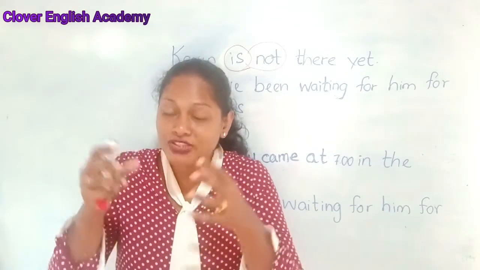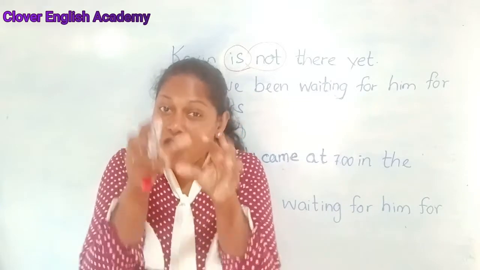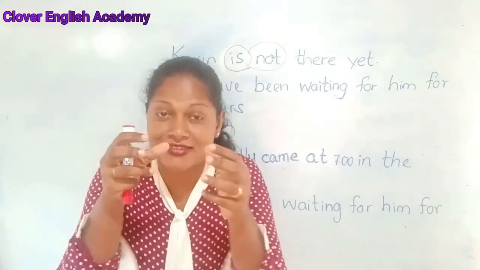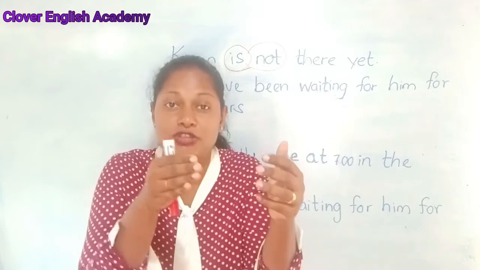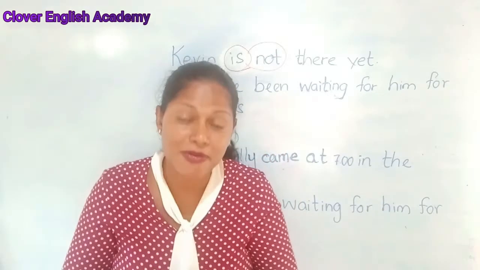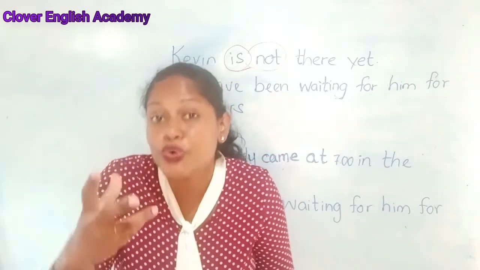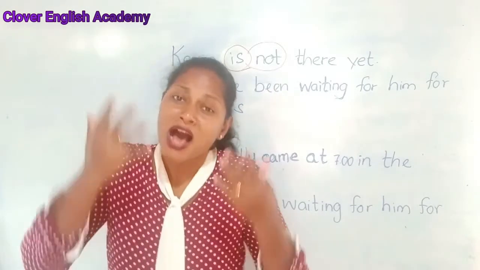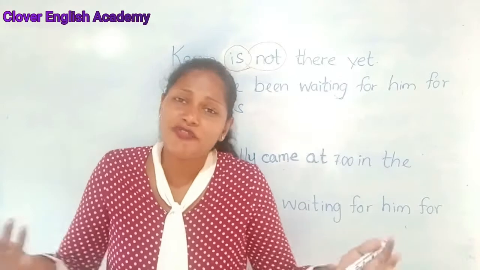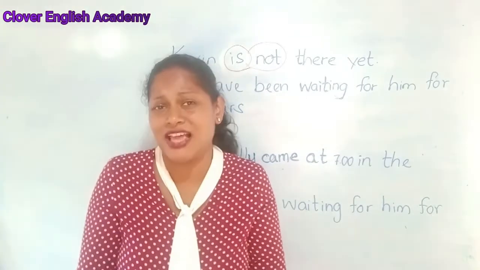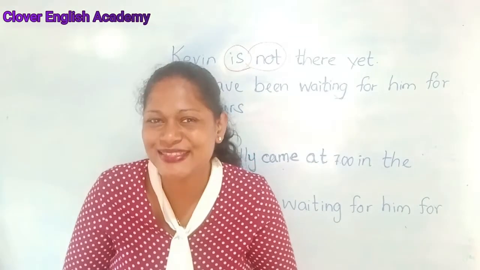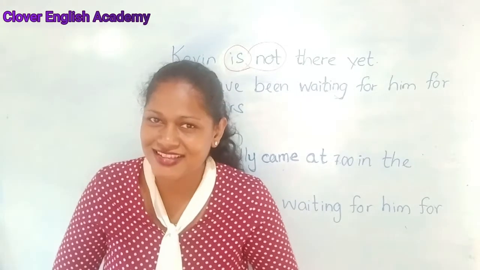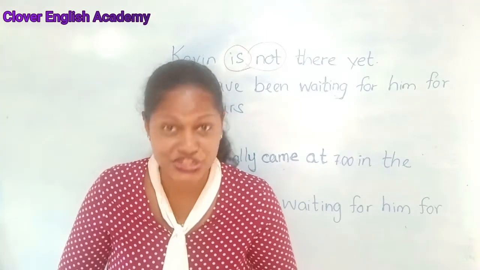Right? So you are talking here, your focus is especially on the progress of the action, especially about the duration. The time the action took place, for 2 hours. I have been waiting for him for two whole hours. He's still not there. So what is this tense? If you can remember my previous lesson, this is present perfect continuous tense.